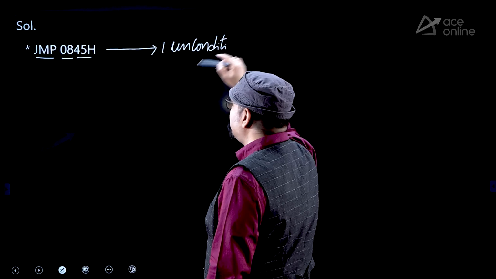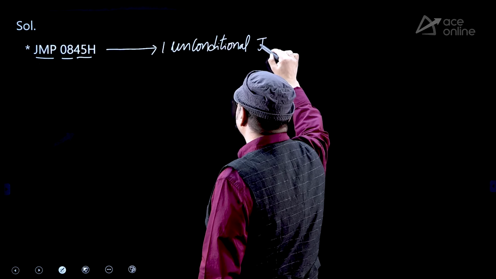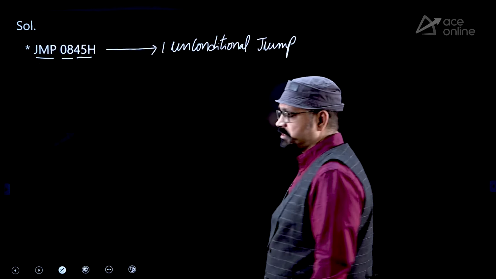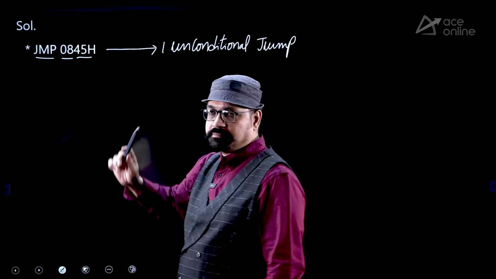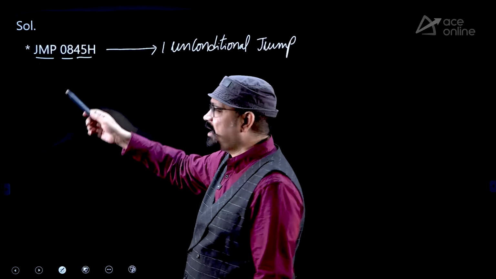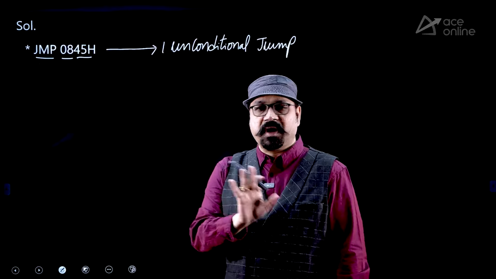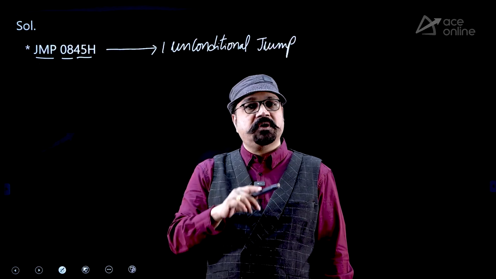Where an address is given, what is that address? That address is known as a target address. One unconditional jump instruction: you can give an address or you can give a label. Jump, some label can also be given here. You are not supposed to use a keyword, right? Right. But there are other jumps also.